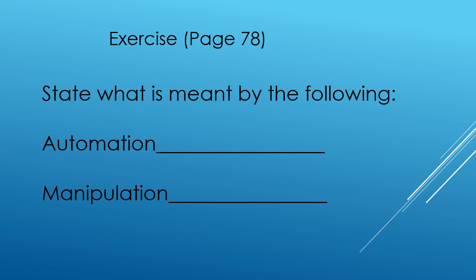Dear students, another exercise is given on page number 78. State what is meant by the following. You have to provide meanings of these words. The first word is automation. Automation means computerization. You will write computerization in the space provided to you. Second word is manipulation. Manipulation means handling. You will write handling in the space that has been given to you in the book.